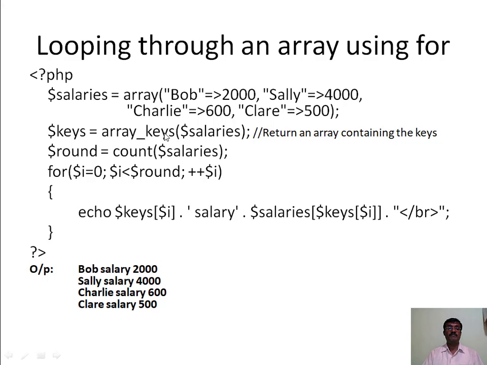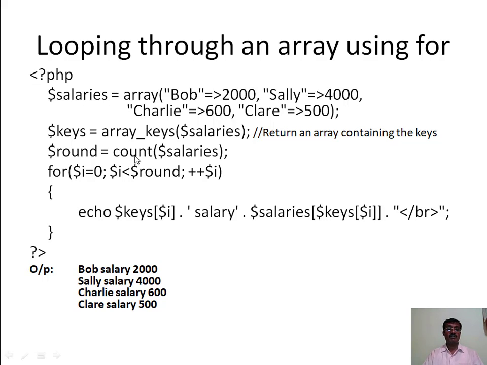So here I have used one function called array_keys, for which I have supplied an array name, that is salaries. This array_keys is a function which returns an array containing only keys of this salaries array. Now in this salaries array we have got 4 keys, that is Bob, Sally, Charlie and Clara, and this array_keys function returns an array with all the key values of the supplied array, that is salaries array. Now this key is an array which has got elements like Bob, Sally, Charlie and Clara.